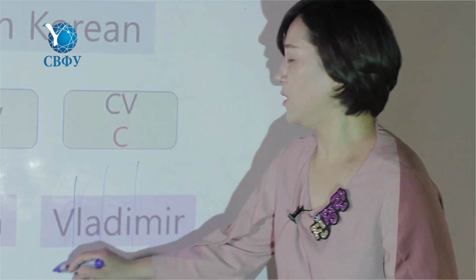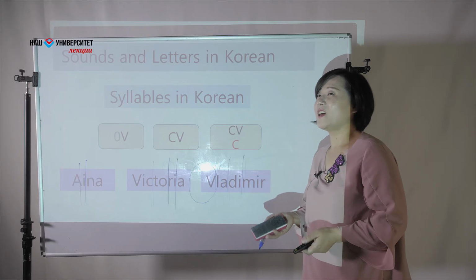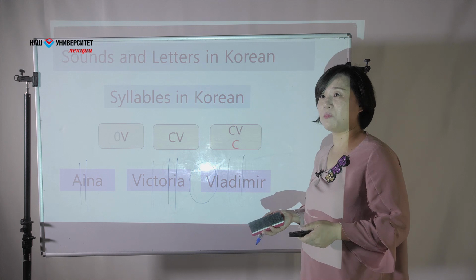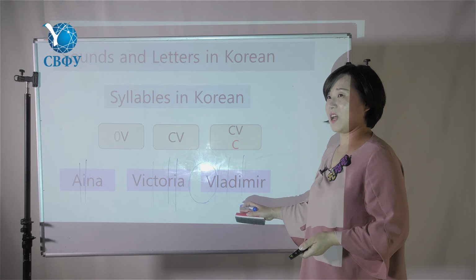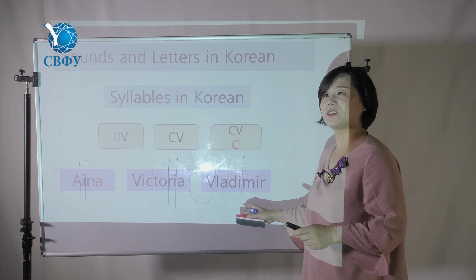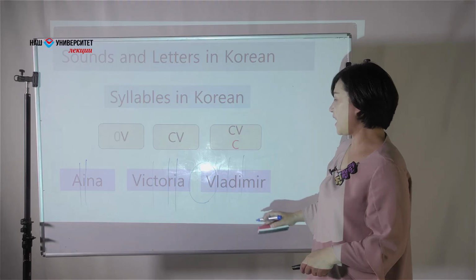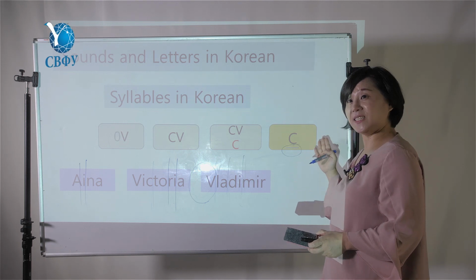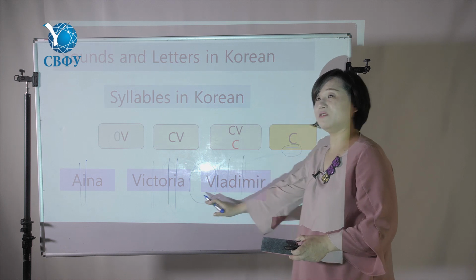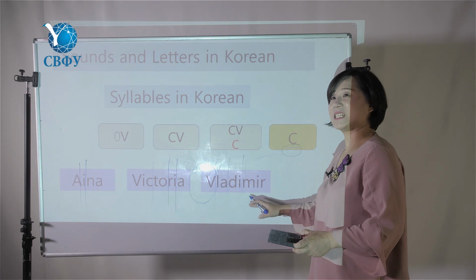Then what can we do with this? As I told you, in Korean a consonant cannot make a sound by itself. It always needs a vowel. So this doesn't happen in Korean words, but it happens in foreign languages like German, Russian, or English. In this case, we put sounds at the bottom of the consonant. So we pronounce this name like this: Vladimir.